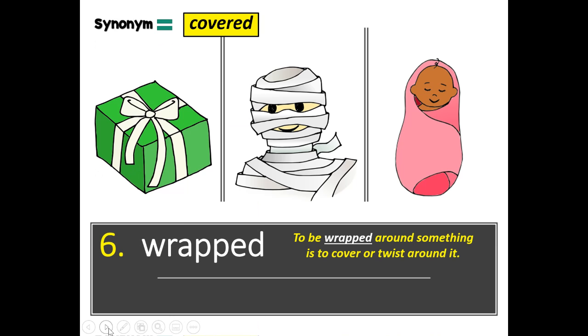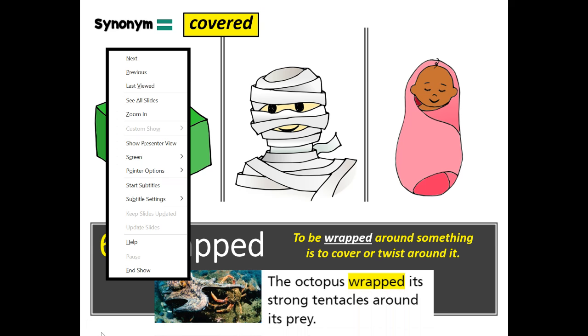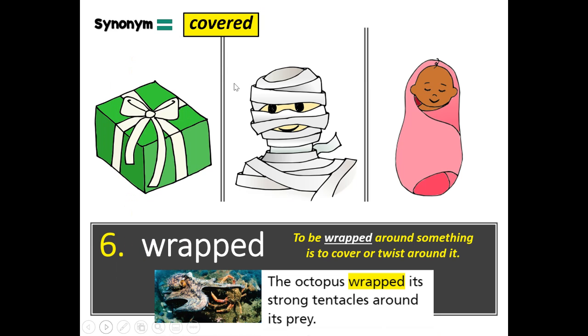So a short definition or a synonym is covered. C-O-V-E-R-E-D, covered. Wrapped and covered are synonyms of each other. The octopus wrapped its strong tentacles around its prey. Think about it. Have you ever seen a vine wrapped around a tree? Where was it?